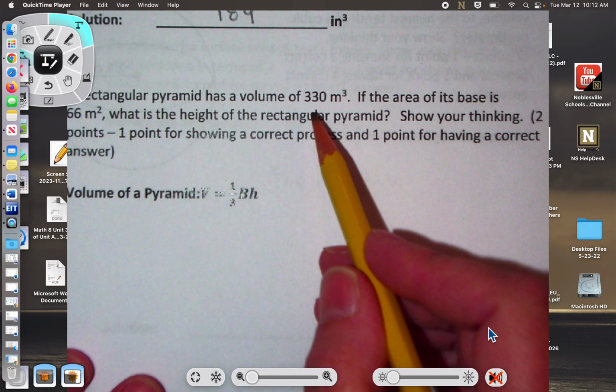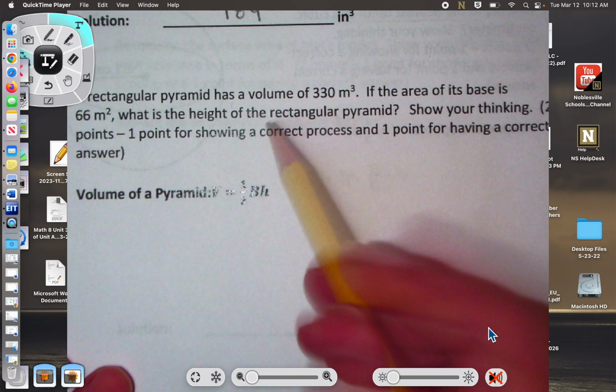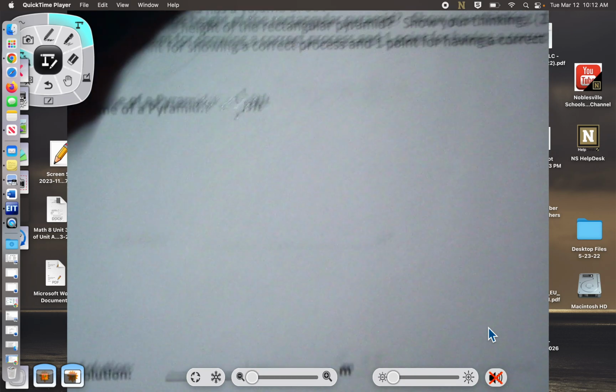All right, we have a rectangular pyramid. This time they tell us the volume, and they tell us the area of the base. We have to find the height. Okay, so here, let me scoot this paper. The glare is not great.